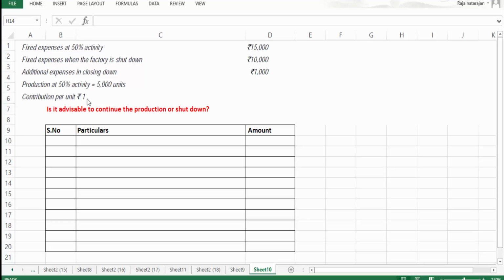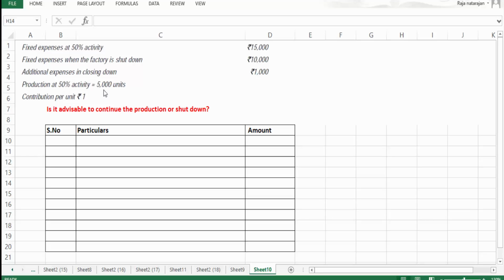So if activity is continued, there will be fixed expenses of 15,000. If the activity is not continued, I mean if the factory is going to be shut down, the fixed expenses are these two, which is 10,000 plus 1,000, 11,000. So by continuing the activity, you are going to spend 15. By not continuing, you are going to spend 11. It means by continuing the activity, you are going to spend an additional 4,000 rupees. Now, what is the benefit you are going to get by spending this additional 4,000 rupees? That's what we have to see.